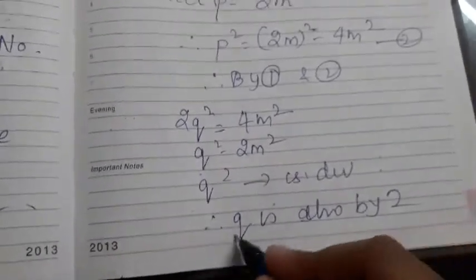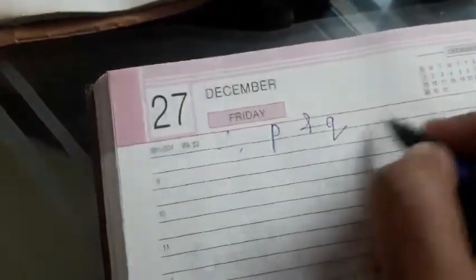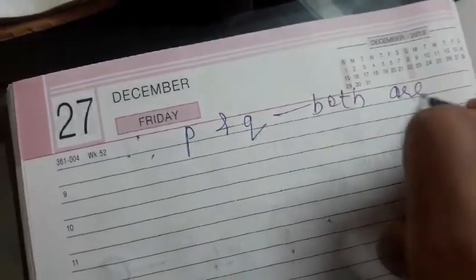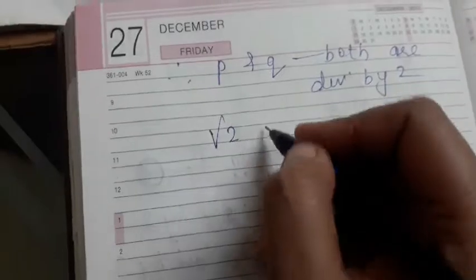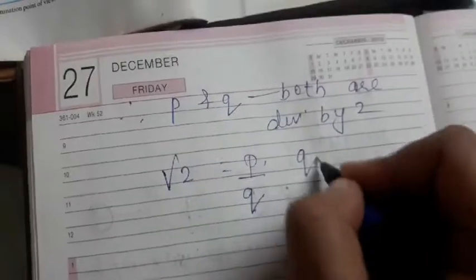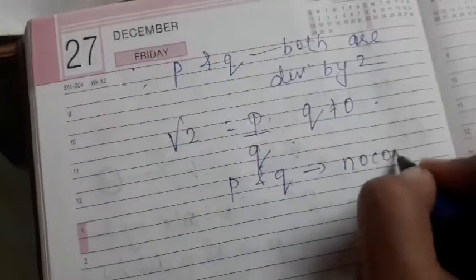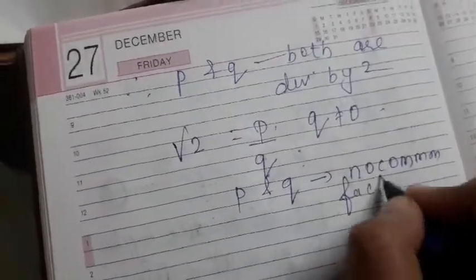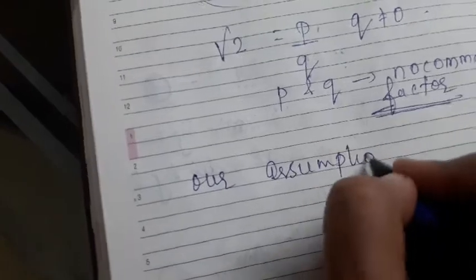So did you follow that? Now, I will write here, therefore p and q both are divisible by 2. But according to our assumption, we have assumed that root 2 is equal to p by q, q is not equal to 0 and p and q have no common factor. Therefore our assumption is wrong.